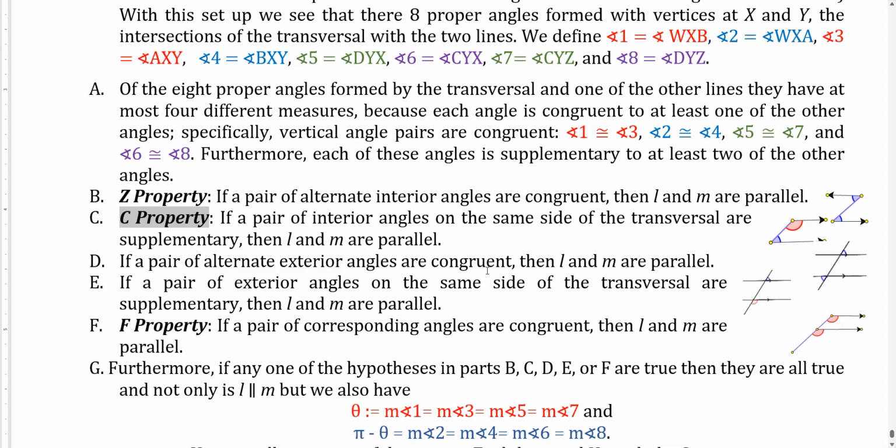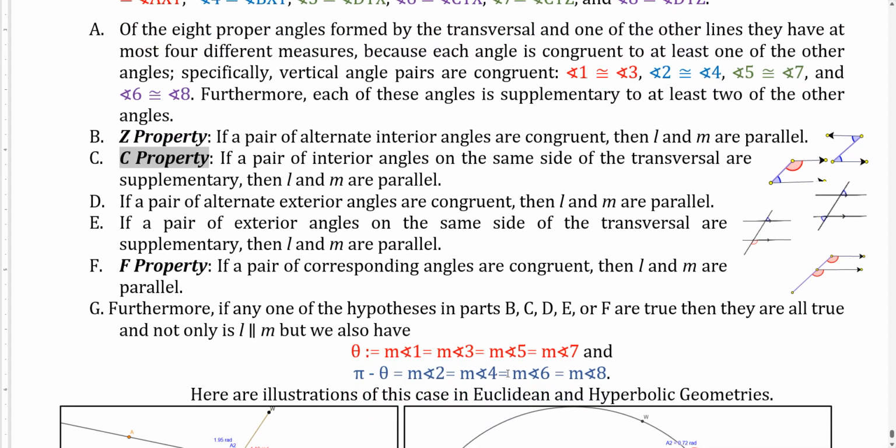Okay. If a pair of alternate exterior angles, like here and here, don't have a letter to go with that one, but if those are congruent, then the two lines have to be parallel. If a pair of exterior angles on the same side of the transversal are supplementary, then L and M are parallel, here and here. And an F property, see the letter F there? If these two angles are congruent, those are corresponding angles, or any other pair of corresponding angles are congruent, then L and M are parallel.